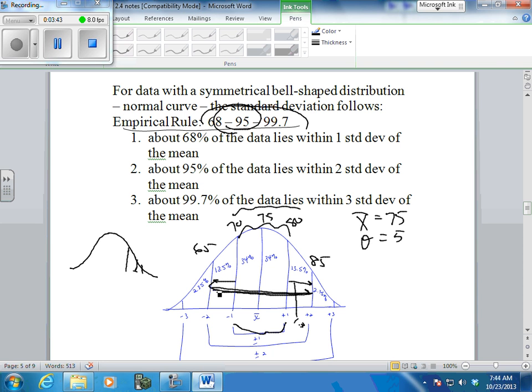Then your plus or minus 3 is almost all of your data. Look how small this is out here. There's only 0.3% left. This is only half of this. This is 1.5% out here and 1.5% out here.